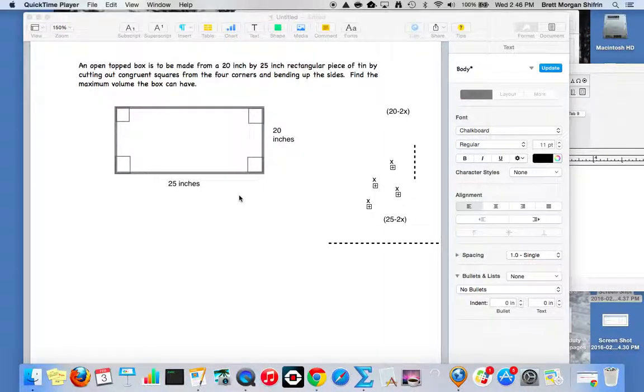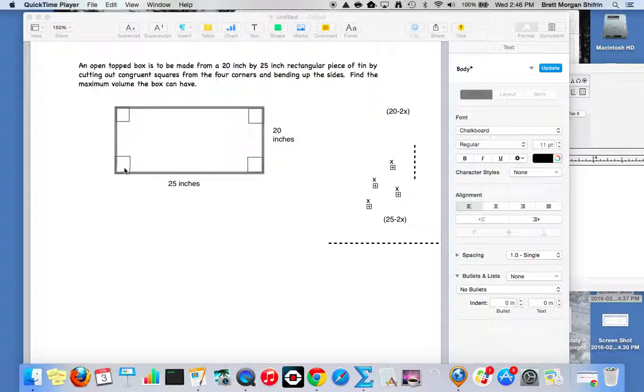Here we go. We have a classic applied max-min problem. We want to make a box out of a flat piece of tin that's 20 inches by 25 inches. The way we can accomplish that is by cutting out congruent corners or squares from each corner.